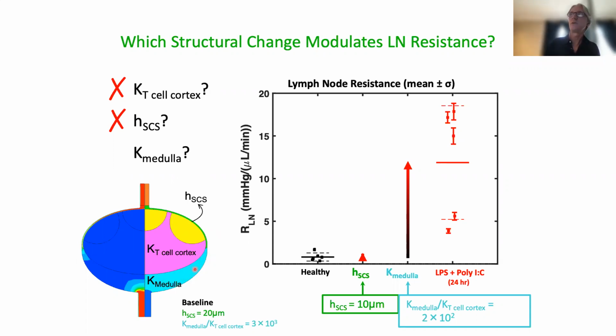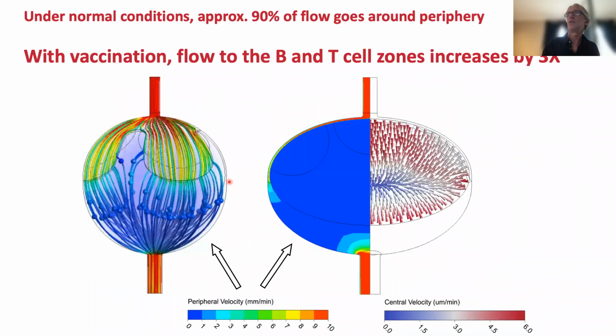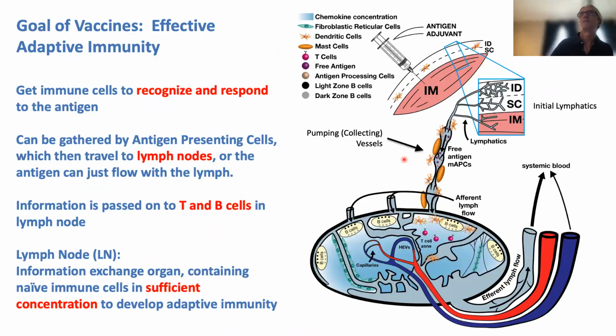Now, the good news about the increase in flow resistance is that when you shut down this low resistance pathway around the outside, more of the flow goes into that core in the middle. So the amount of flow going into the T cells and the B cells triples when you increase that flow resistance. That's good news, and that makes sense because you want to send more of the information into those cells in the middle. Right, so let's go back to our picture here of the vaccination.